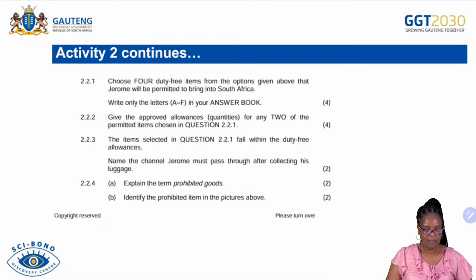2.2.1. Choose your duty-free items from the options given above that Jerome will be permitted to bring into South Africa. I will repeat this again. Choose 4. I'm sure you're making a note. 4 duty-free items. That's what you're noting down. From the options given above that Jerome will be permitted to bring into South Africa.